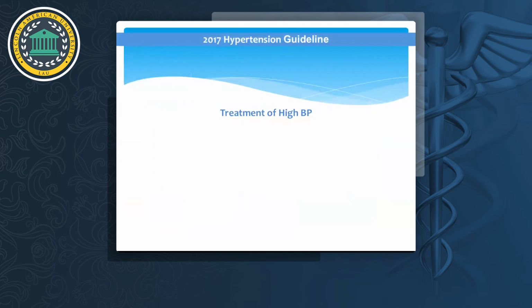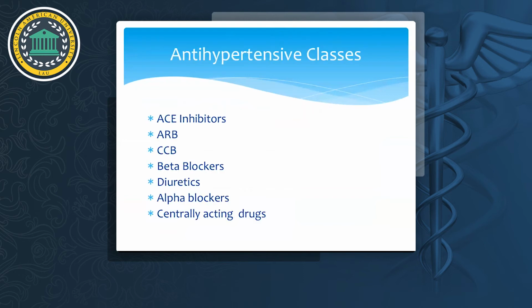Then we come to the pharmacological interventions for blood pressure treatment. ACE inhibitors, ARBs, calcium channel blockers, beta blockers, diuretics, alpha blockers, and centrally acting drugs are a few of the classes of antihypertensive medications which we recommend to hypertensive patients. I would like to ask, because I had a little conversation with one of you, what are the diuretics? Can anyone name a few diuretics?